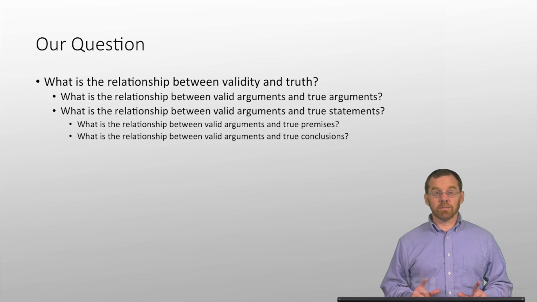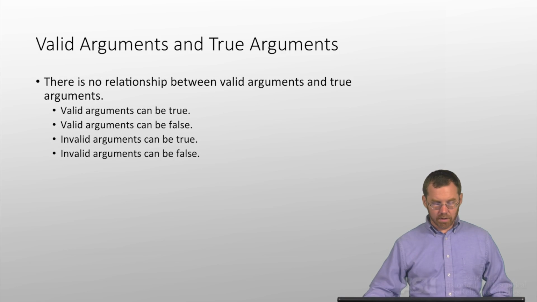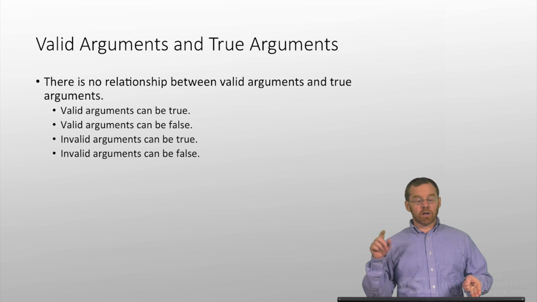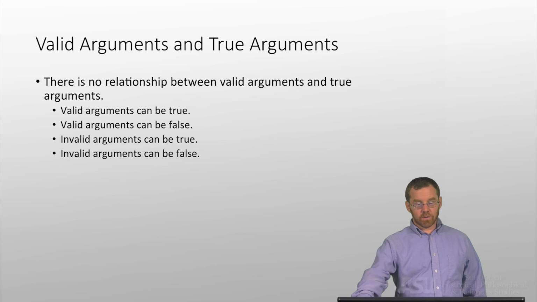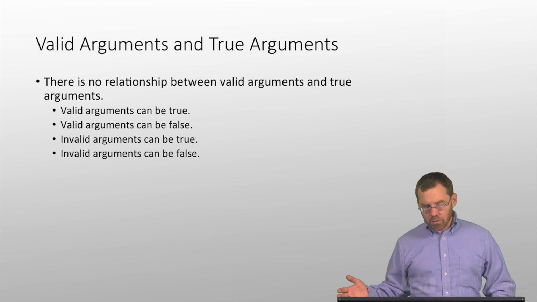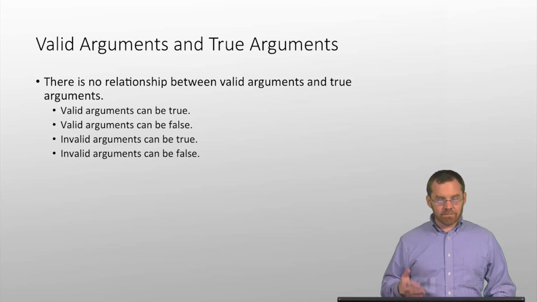Let's start with the one that has a simple answer. What is the relationship between valid arguments and true arguments? The answer is nothing. There is no relationship between valid arguments and true arguments. Valid arguments can be true, valid arguments can be false, invalid arguments can be true, invalid arguments can be false. There is no relationship between the things. If you find out that an argument is valid, you don't know anything about whether it's true. If you find out that it's true, you don't know anything about whether it's valid. Same thing goes for invalidity, falsehood, etc.